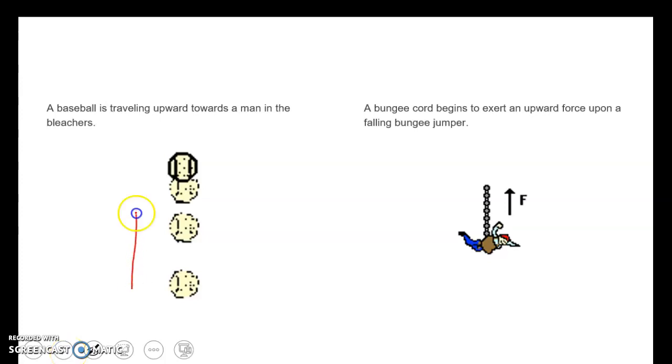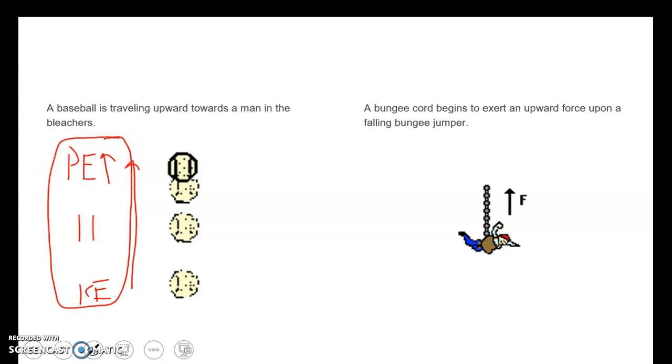Baseball's traveling upward towards a man in the bleachers. So what's going to happen if you throw a ball in the air, its velocity will decrease. And that helps us with energy, because down here, total kinetic energy. But as we go up, kinetic energy decreases because velocity decreases, and potential energy increases because height increases. And again, the change in the kinetic energy gets converted, if you will, into potential energy.